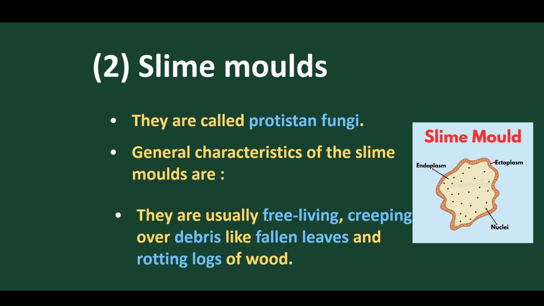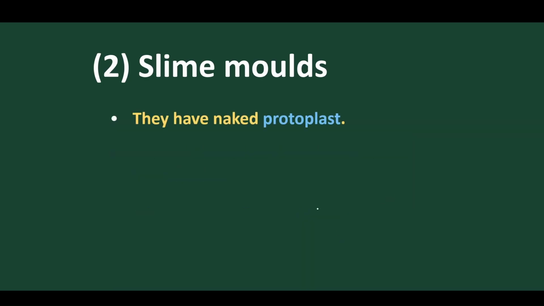These are free living organisms. They creep on dead debris, such as fallen leaves or rotten logs or wood. So they are saprophytic, and they are decomposers because they creep on dead debris, the dead parts of fallen leaves or trees. They have a naked protoplast, meaning the body is multinucleated, with many nuclei present.